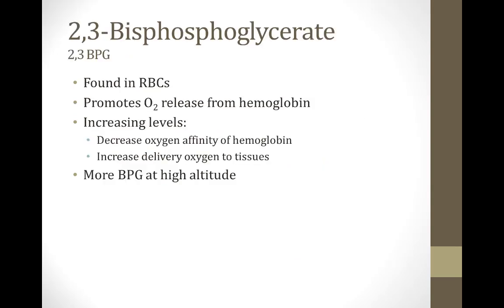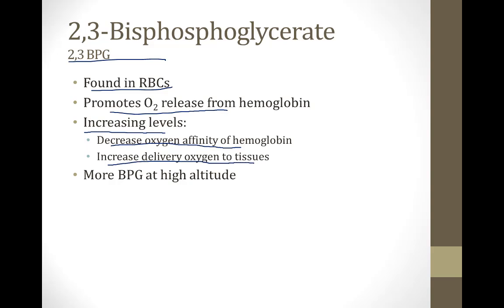There's a molecule called 2,3-bisphosphoglycerate. It's often just called 2,3-BPG. And this is found in red blood cells, and it promotes oxygen release from hemoglobin. There's always a little bit of it found in your red blood cells. If the levels of 2,3-BPG go up, this is going to decrease oxygen affinity for hemoglobin and make it easier to deliver oxygen to tissues.